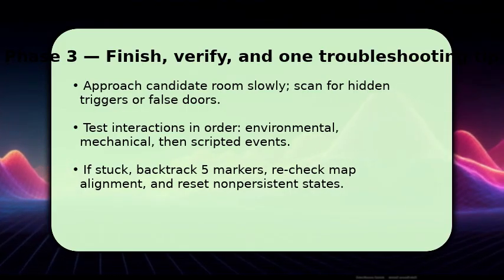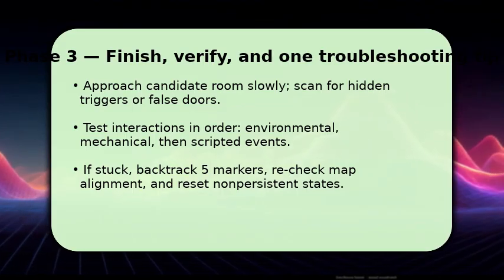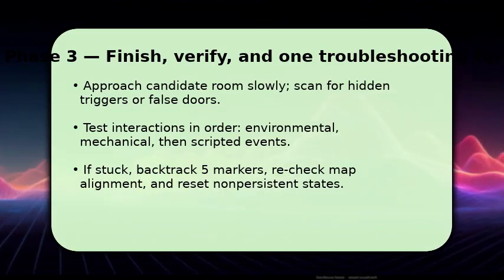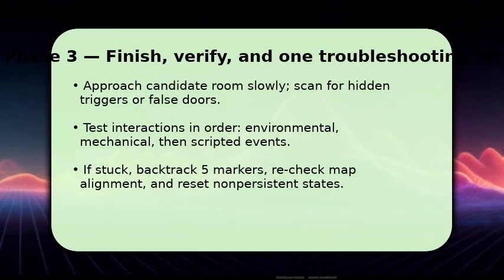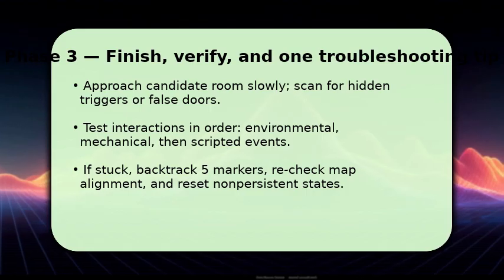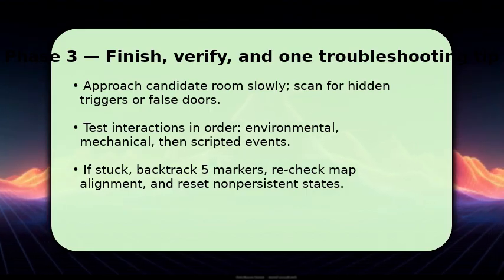If nothing activates, backtrack 5 markers, recheck map alignment, and reset any non-persistent states. This troubleshooting tip catches timing-based or misaligned triggers, and it often reveals the overlooked condition that prevents completion.